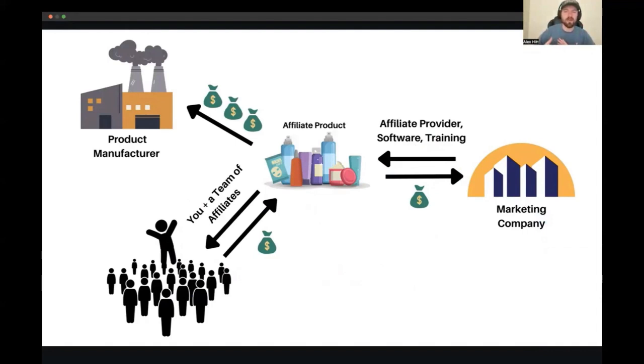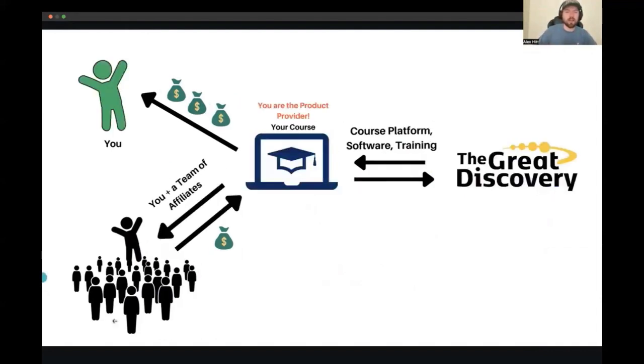What makes the Great Discovery so different is that you get to leverage a global network of affiliates, but you sell your own products. And so as the product provider, you earn the majority of the commissions. And this type of global affiliate system, this marketplace approach, has never been done before. There's never been a system like this that's allowed you to go out there and to leverage this global network, but to sell your own products and services.